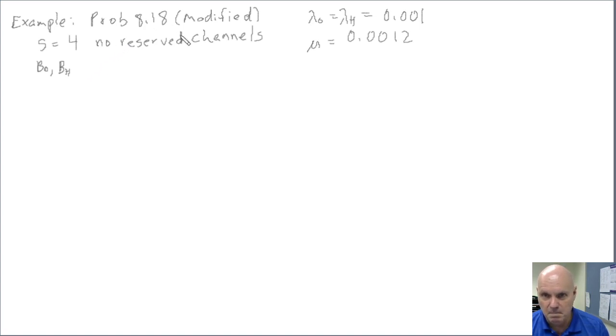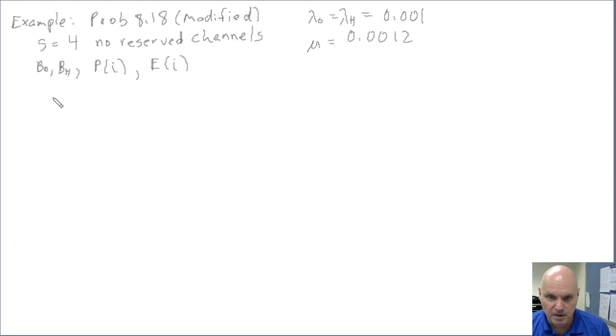And again, in my modified problem with no channels reserved for handoffs, these two are equal. And then we're also asked to find each of the probabilities of 0 through 4 channels being in use. And then finally, we're asked to find the expected number of channels that are in use.